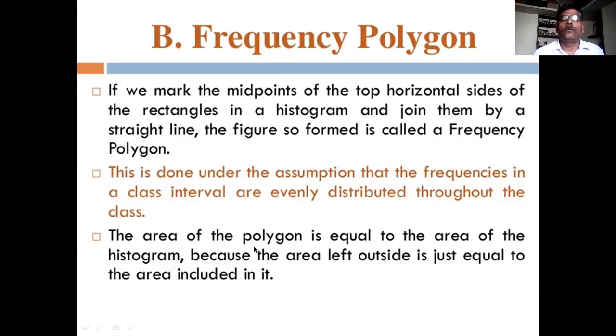Okay. The area of the polygon is equal to the area of the histogram. It is exactly equal to the histogram. Whatever area you represent in the histogram, the same area comes under the polygon also, because the area left outside is just equal to the area included in it. Some area we leave and some area we cover. So the histogram area is equal to the area under the polygon.